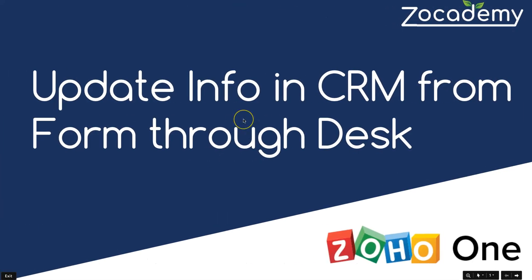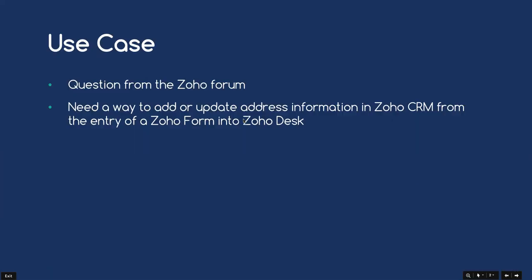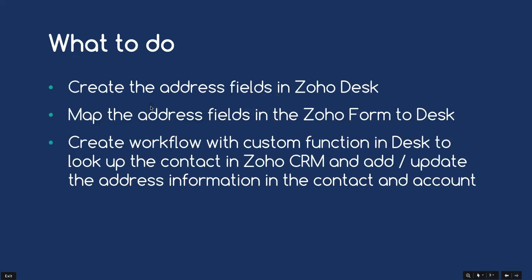And I was like, well, you know what? I think we can do it. Maybe we just do a little Deluge and make it happen. So what do we need to do? We got the question from the Zoho form. We needed a way to add or update the address information in Zoho CRM from the entry of a Zoho form into Zoho Desk. So what do we need to do?